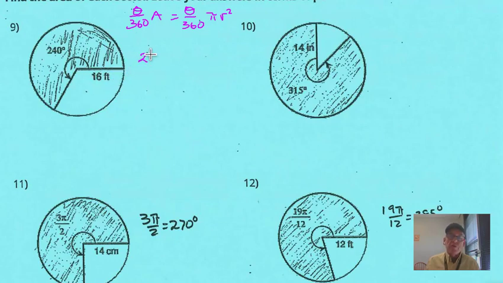So we got 240 over 360 times pi times 16 squared. So 240 times 3.14 times 16 squared divided by 360 comes out to be 535.89. And that's feet squared.